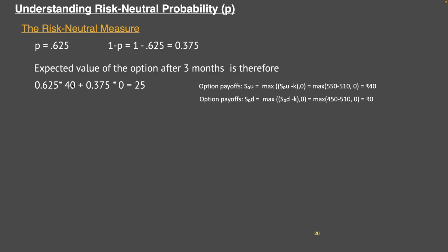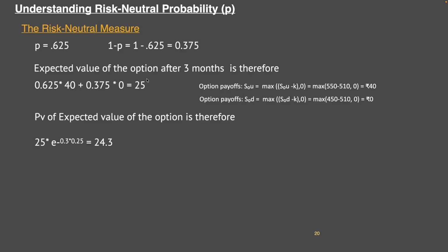So the probability of option value becoming 40 is 0.625, and the probability of option value becoming 0 is 0.375. So we are taking the weighted average of the probabilities. So you will get the value as 25. Now the present value of expected value of the option is therefore, this is the value. 25 is the expected value of the option, which is going to be there after 3 months. So now we want to know what is the value of this 25 today.